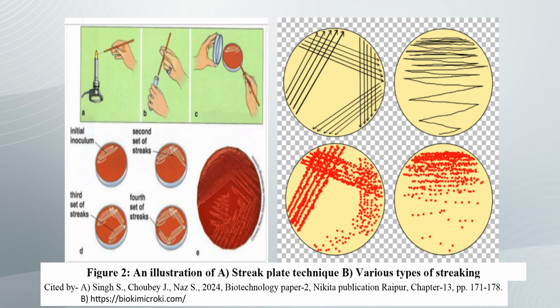Continuous streaking. In this type of streaking, the inoculum is spread from one edge to the center of the plate. The plate is rotated 180 degrees and the remaining portion is streaked without sterilizing the loop. Another form of continuous streaking is used for diagnosis purposes. The petri dish is divided into sections and different cultures such as urine, sputum, pus, etc. are streaked in each section to get maximum output.